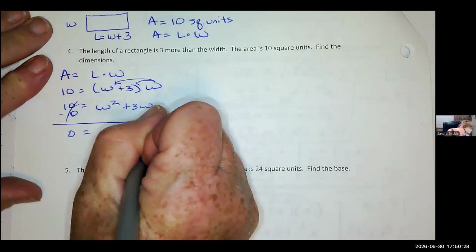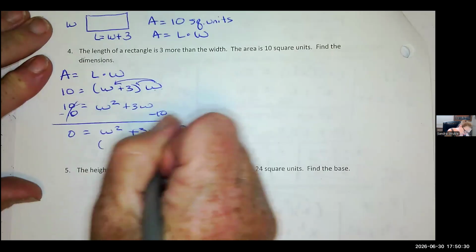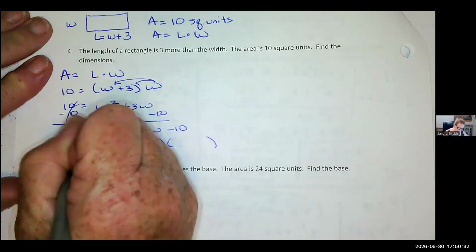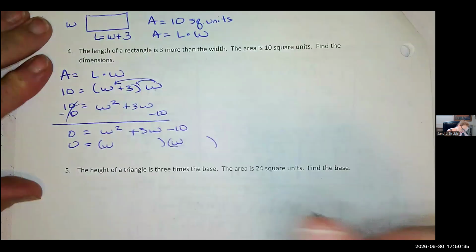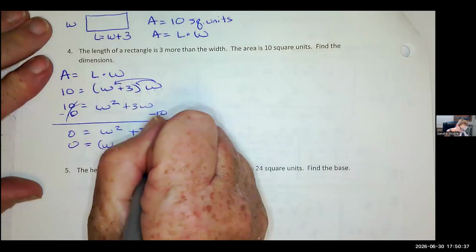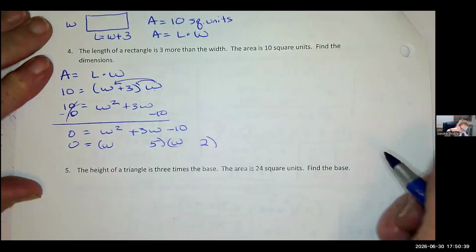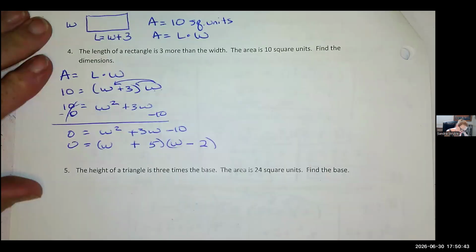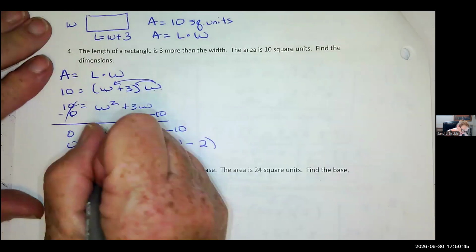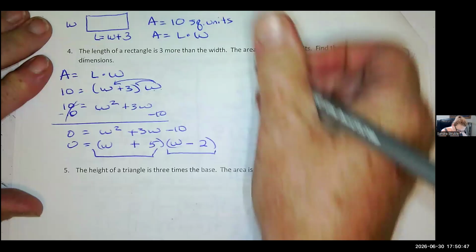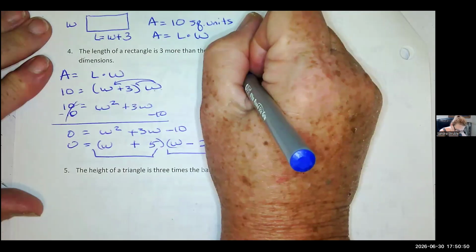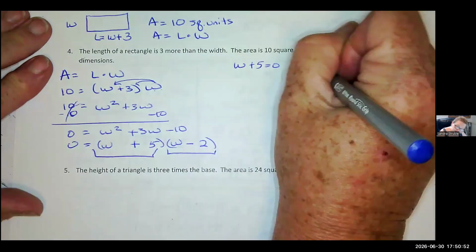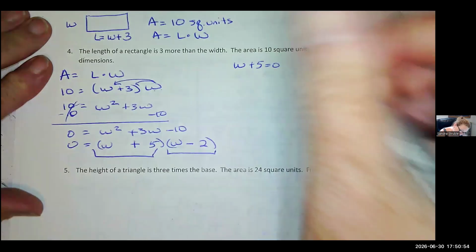Factor, factor, factor, factor. W and W. 10 is 10 and 1 and 5 and 2. 5 and 2 will give me 3. 3 is positive, so I need my 5 to be positive. My larger number has to be positive. Now that I've got my two binomials, I'm going to set these each equal to 0. Solving for W. I'm going to subtract 5 from both sides.